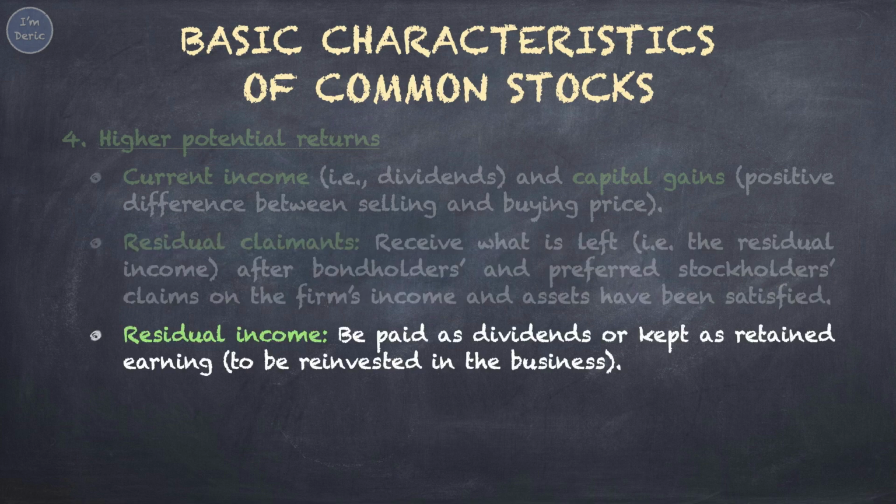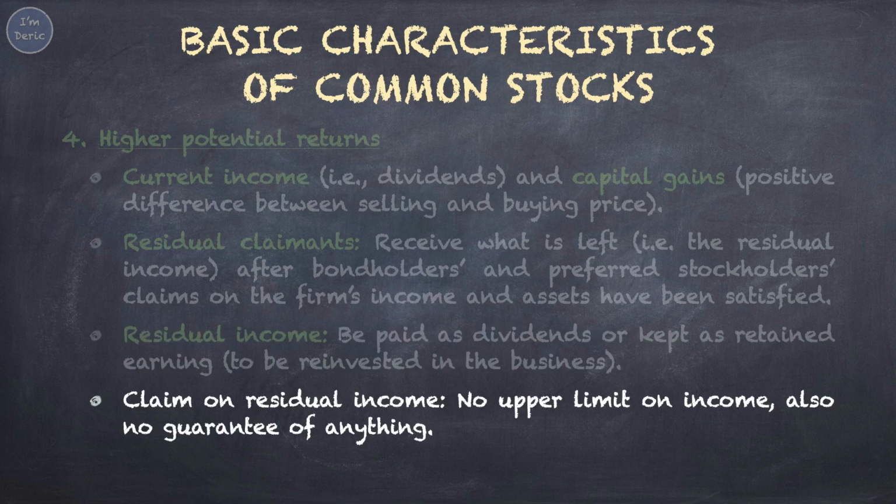Residual income can be paid in the form of dividends or kept as retained earnings, which will be reinvested in the business. Claim on residual income implies there is no upper limit on income, which means shareholders have unlimited potential for making money from the company. However, on the downside of residual income, it also means that shareholders are not guaranteed anything. They may have to settle for zero income in some years.